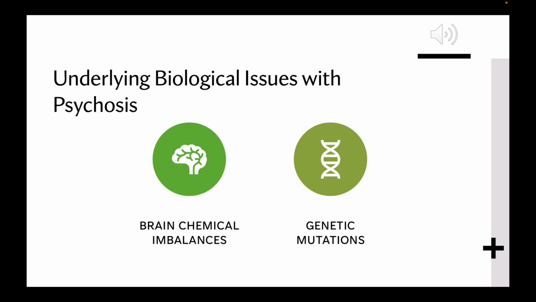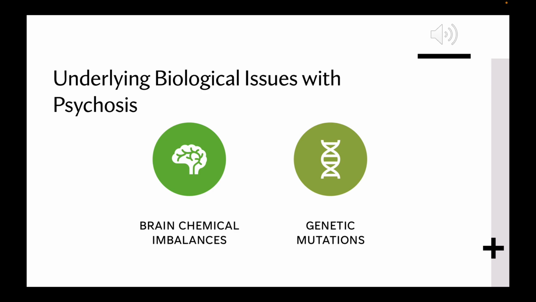Underlying biological issues with psychosis, the two are brain chemical imbalances and genetic mutations. For brain chemical imbalances, studies have been done that link psychosis to the increased activity of neurotransmitters in the brain, specifically an increase in dopamine, the neurotransmitter. And since dopamine helps send information in the brain, it could be due to an overactivity of information being sent that causes the symptoms of psychosis. We know that the increase of dopamine is a cause because the medications that reduce the effects of psychosis are medications that reduce dopamine in the brain.